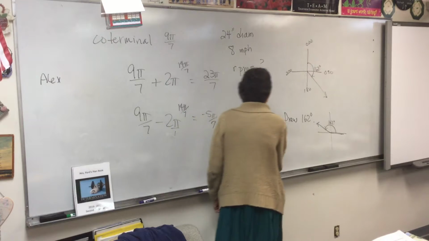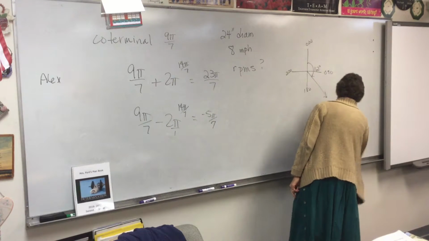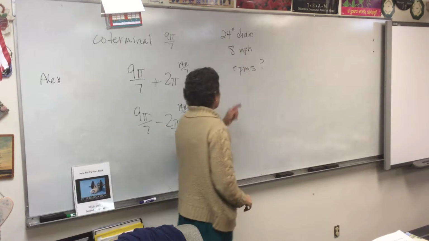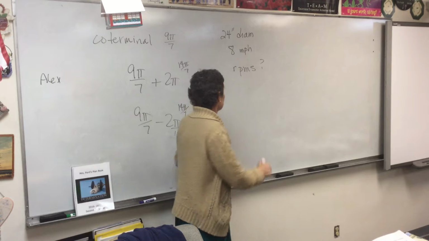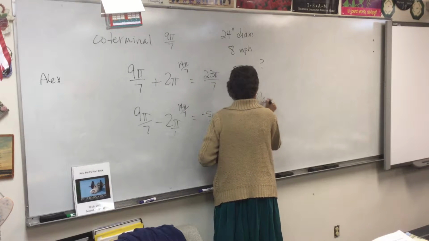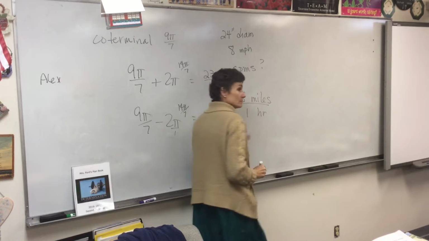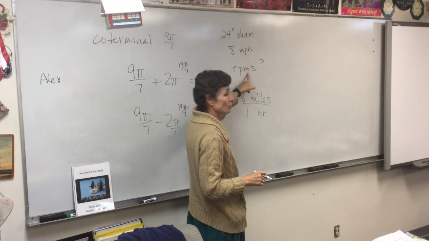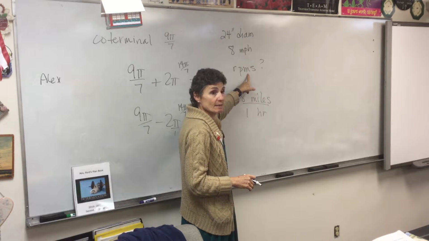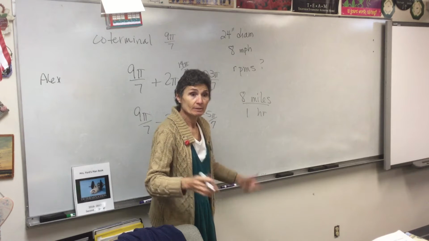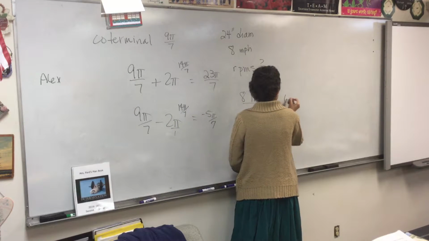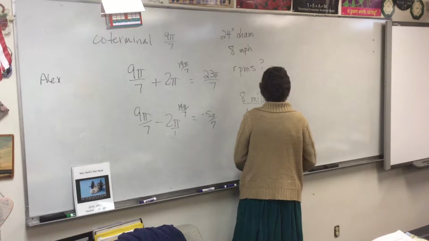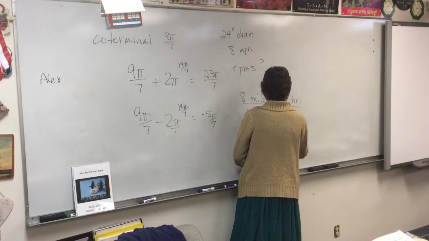So here we go. I'm going to start with something. 8 miles per hour. 8 miles, 1 hour. I'm starting with that. They gave me that information. I want to get to revolutions per minute, so I need minutes, right? I know 1 hour is 60 minutes.